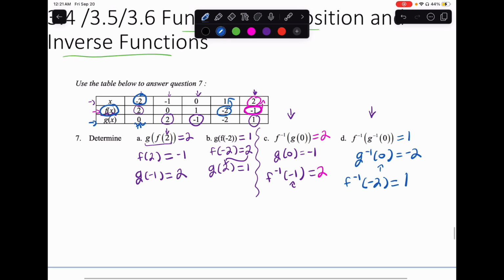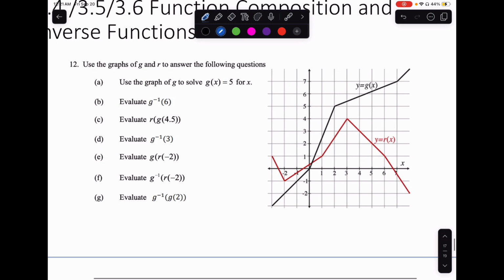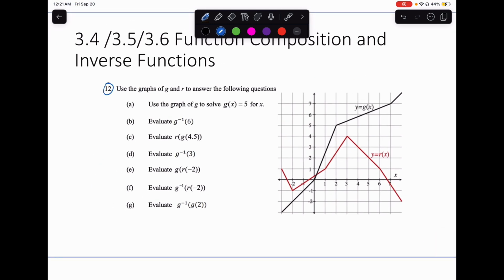And now I want to look at a graph. This is number 12 of your review sheet. There's a lot to this problem. We're going to start with A. Use the graph of g to solve g of x equals 5 for x. So when g of x equals 5, remember, we're talking about outputs here. So our output is equal to 5. That's right over here. We want to find what x is for g, our black line right here. So when g of x is 5, our associated input, or x, is 2. So x equals 2.